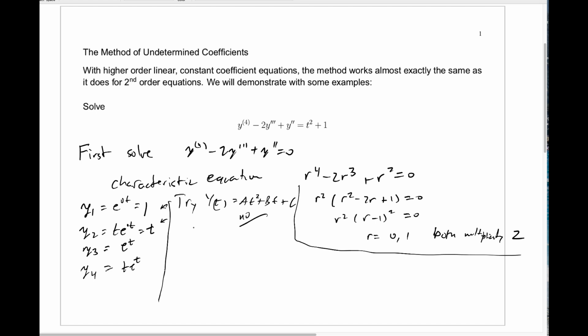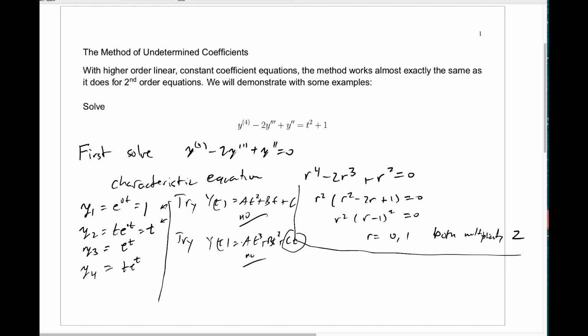This doesn't work because of interference. What do we do? We try something else. We try to multiply everything by t. So we could try at cubed plus bt squared plus ct. Multiply the whole thing by t. And this still won't work because the ct still has interference with the solution y2 equals t. So we still don't have enough degrees of freedom here to make things work.